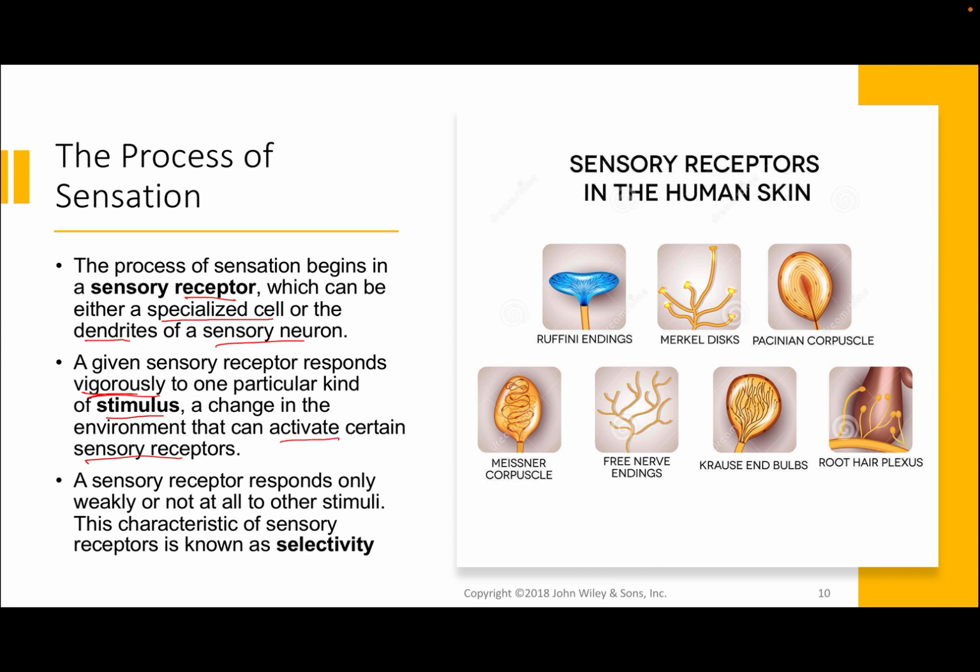Now, a sensory receptor is going to respond only weakly, and a lot of times not at all, to all other types of stimuli, right? Because of this, we say that our sensory receptors are selective. They have this characteristic of selectivity, where they're going to respond strongly to their particular type of stimulus and just kind of weakly or not at all to anything else. So they have that selectivity going on.